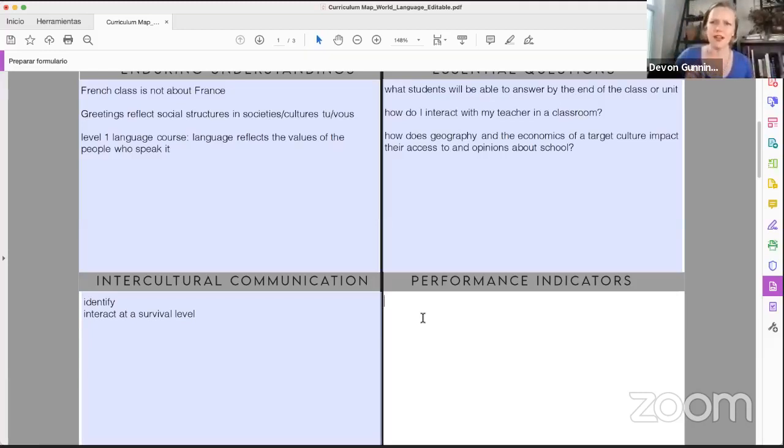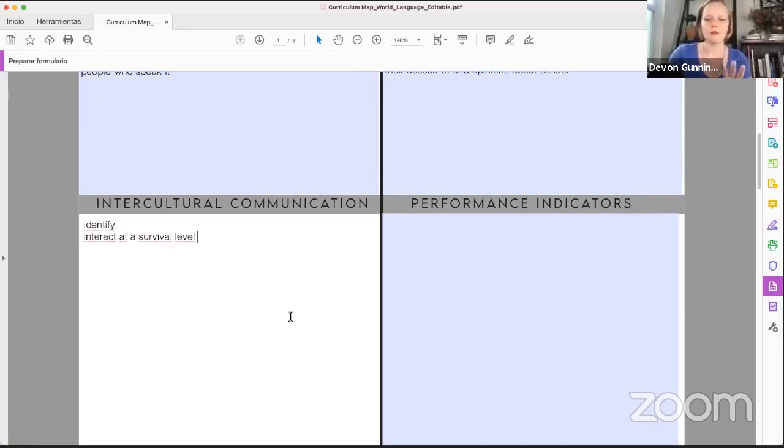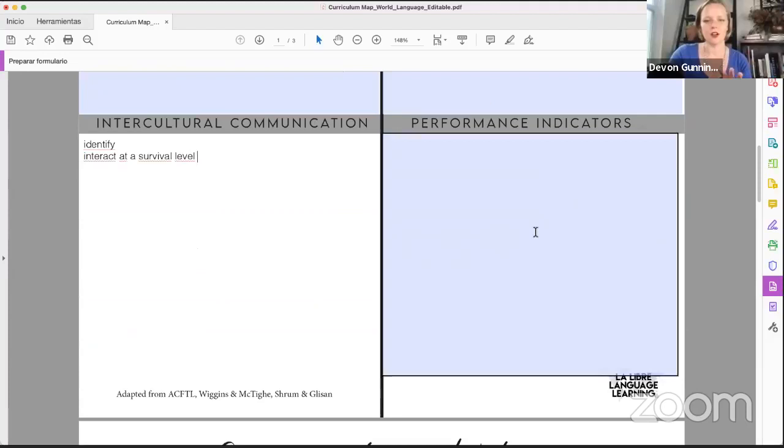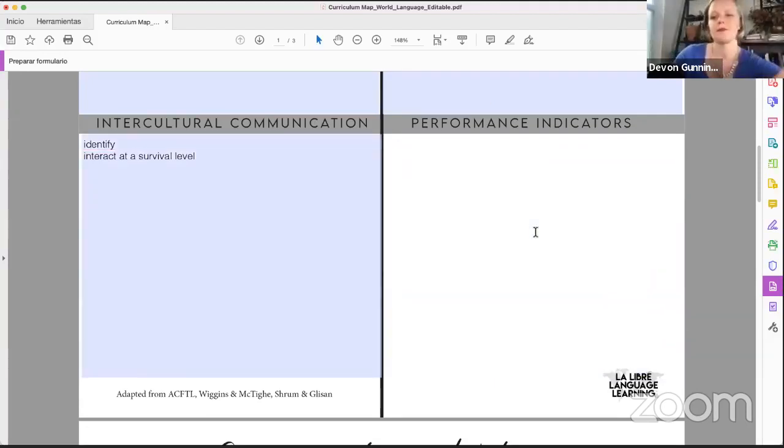I know I was surprised when I looked at that. Oh my gosh, this is insane. I am keeping them at the novice low level because I keep providing them with novice low opportunities to talk. But with intercultural communication, I was doing quite the opposite. Most of my activities were not interacting at a survival level. It was all this high level stuff that they were not ready for. So that is why we keep this here in stage 1 of our curriculum map, making sure that our students are going to be on the right level.